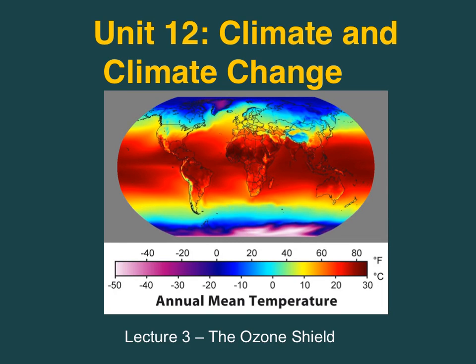Welcome to Unit 12, Lecture 3 on the Ozone Shield, also known as the Ozone Layer, which we've talked about already a couple units ago when we did the atmosphere, but we're going to look a little more deeply into what it does, how it works, and what has been happening to it over the last 50, 60 years or so.